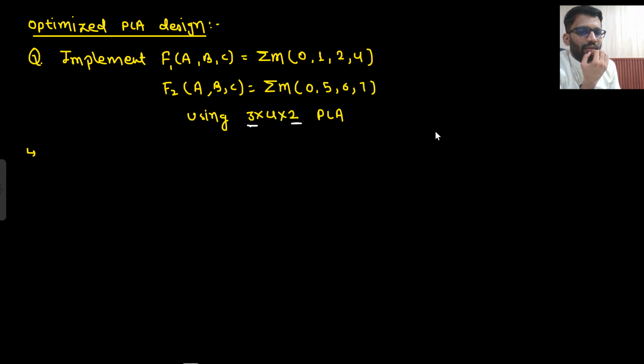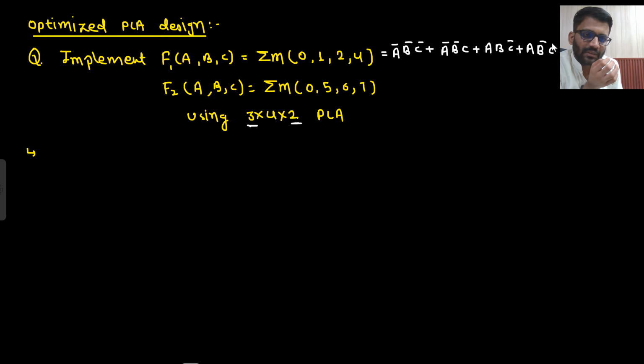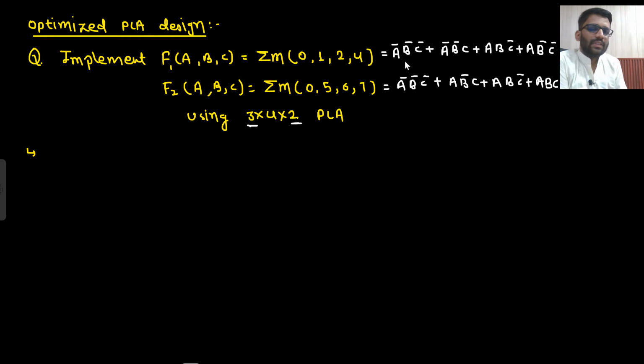How many AND gates will you be requiring? What do you think? 0, 1, 2, 4. So what will it be? Sir, it will be A bar, B bar, C bar, plus A bar, B bar, C, plus A, B, C bar, plus A, B bar, C bar. So you would say that's 1 AND gate, 2 AND gate, 3, 4, 5, 6, 7, 8.